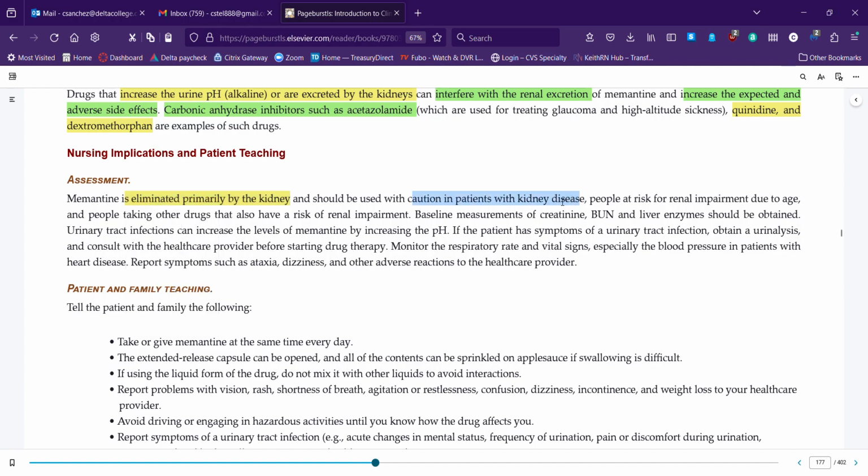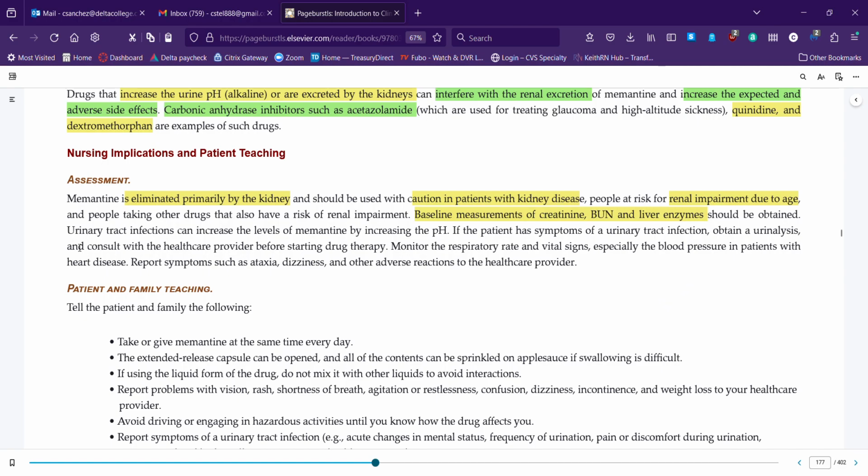It's primarily eliminated by the kidneys. All right. So if it's eliminated by the kidneys, we have to be very cautious in people with kidney disease. Okay. Because if their kidneys are not functioning correctly, then they're not filtering out the medication completely. And again, those levels will stay high in the blood. And also people at risk for renal impairment due to age. And then people taking other drugs that also put them at risk for renal impairment.